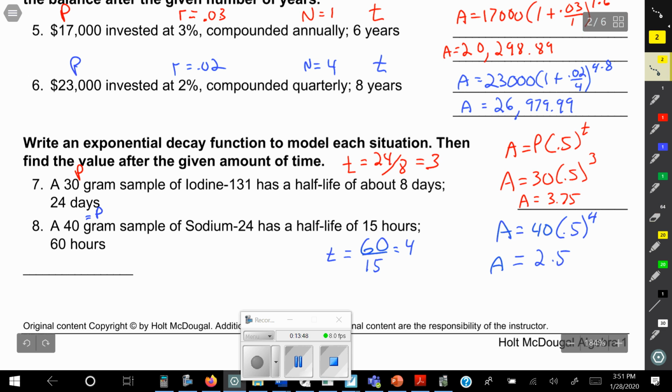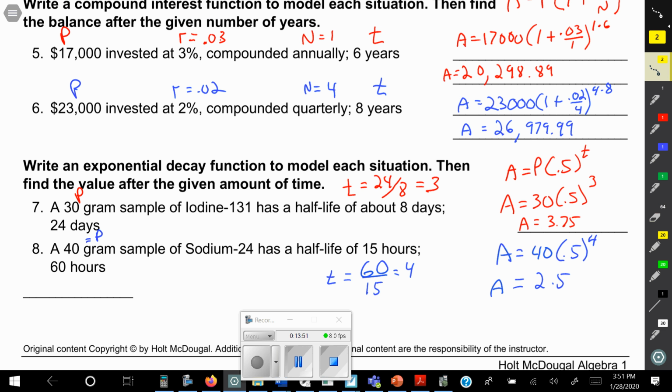And that is how you do exponential growth or decay as far as compound interest and for a half-life.